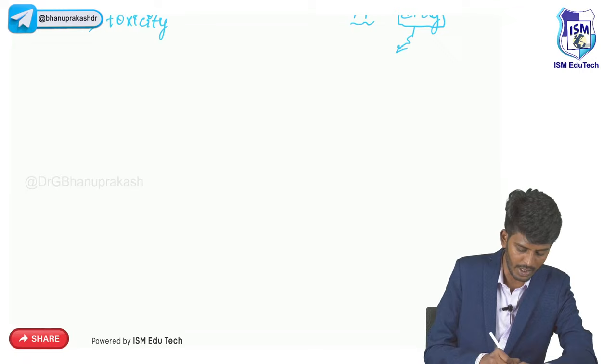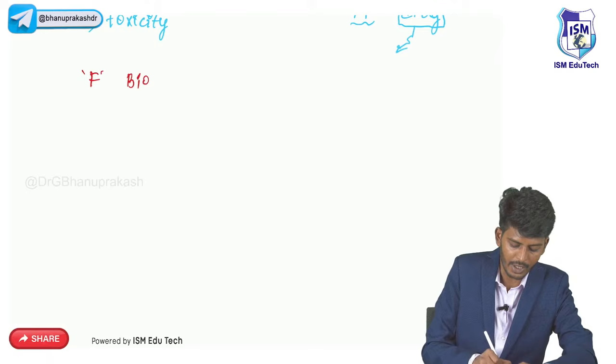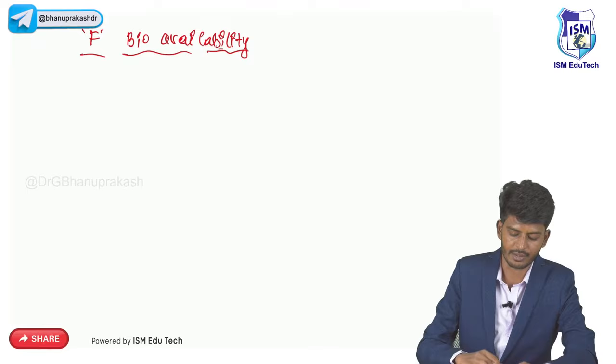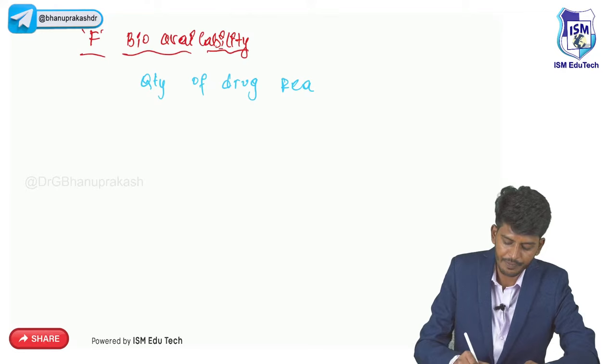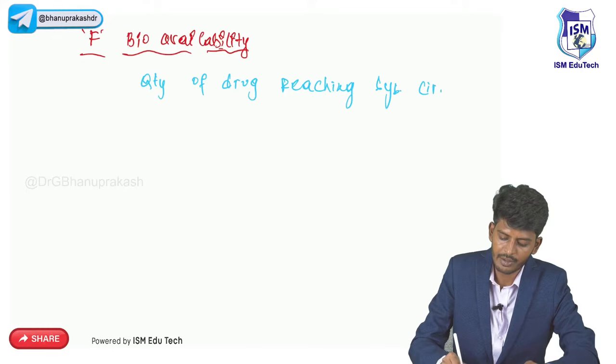Once you understood this, let's go to the next important aspect, that is your EF. What do I mean by EF? That is your bioavailability. Now, what do I mean by bioavailability? Guys, bioavailability is very easy for you to understand. It is the quantity of drug reaching systemic circulation in unchanged form.